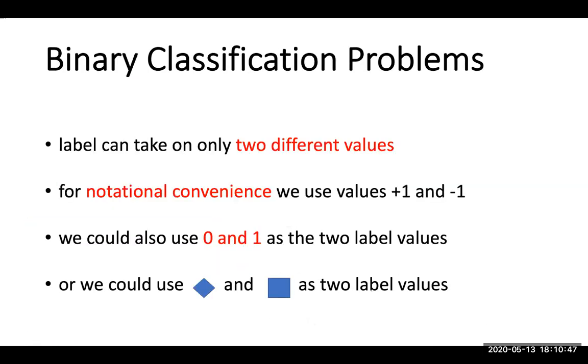Yeah, and for convenience, in what follows, I use the label values +1 and -1. And this is just notational convenience. It helps me to make formulas look nicer. But there is no real meaning in using +1 and -1. We could also use 0 and 1 as the 2 label values, or a rectangle or a square and a star as 2 label values. So you just need 2 different objects to represent 2 different label values, but it turns out to be just convenient to use +1 and -1.